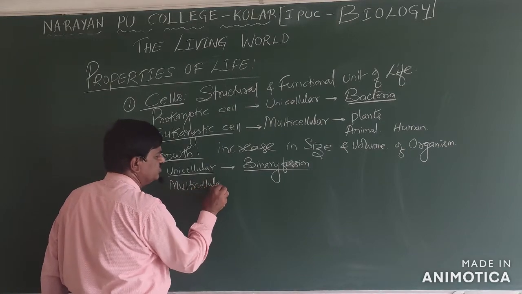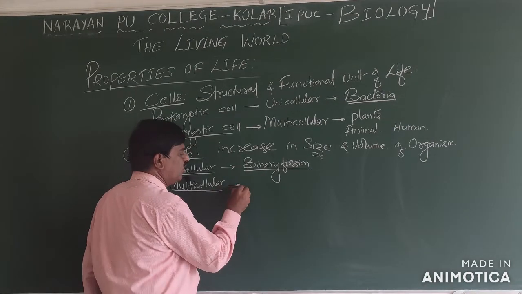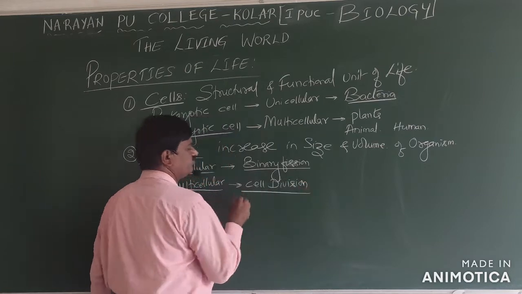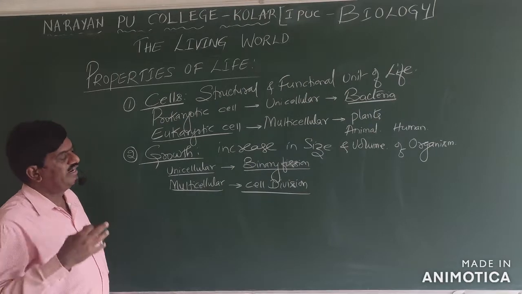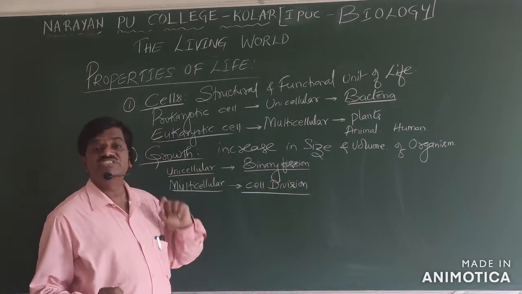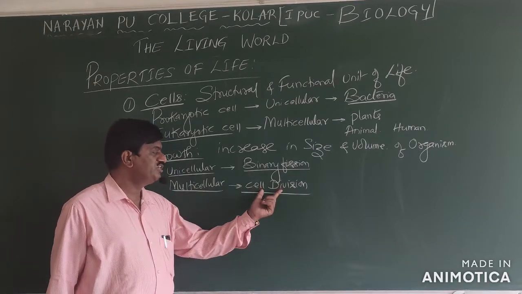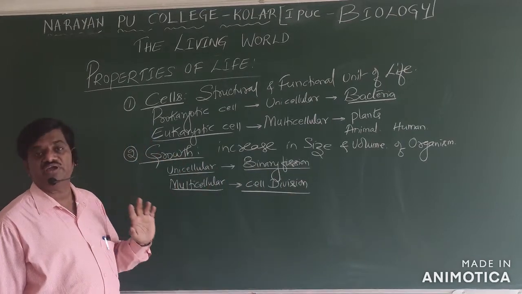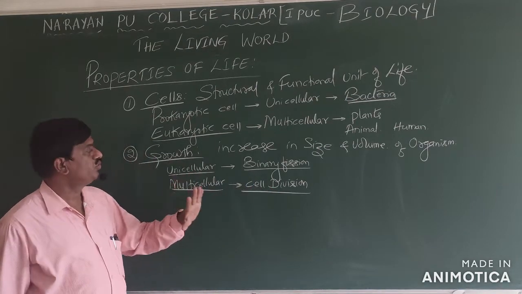When you go to multicellular organisms, the growth is always by cell division. In the presence of cell division, the cells keep on dividing and help in increasing the size of an organism. Here, the cell divisions may be mitosis or meiosis. Mainly, the mitotic type of cell division leads to the growth of an organism. So here, the cell division will keep on growing.